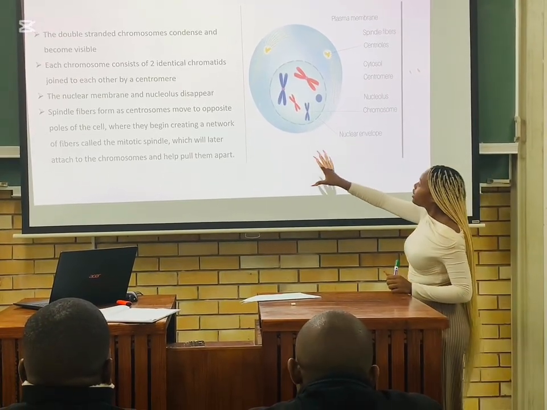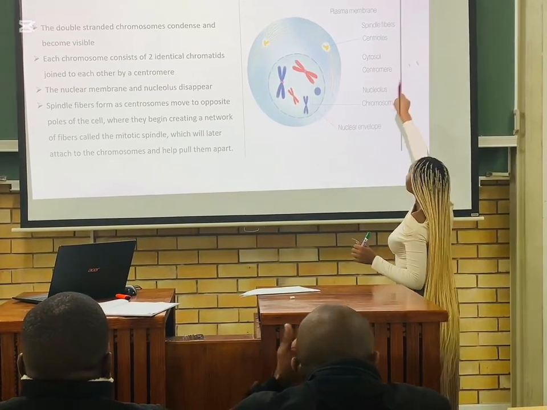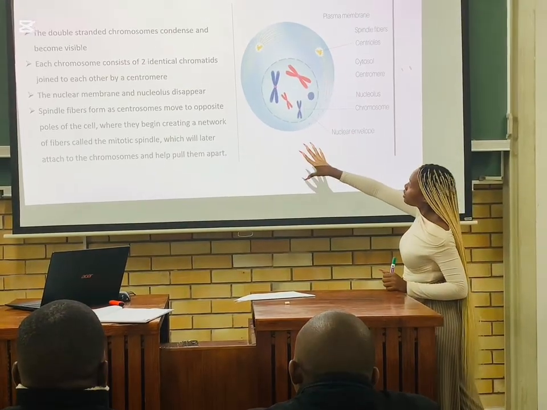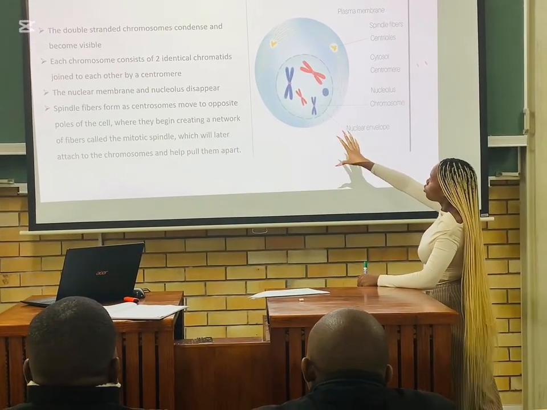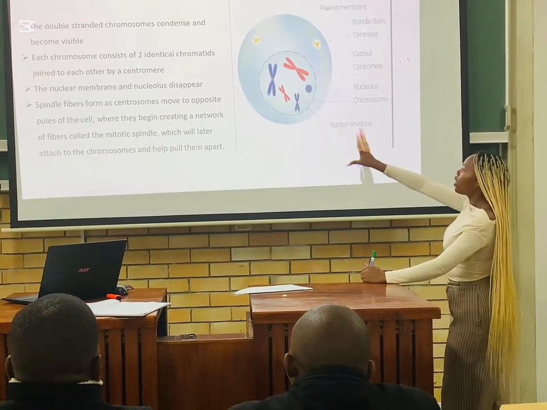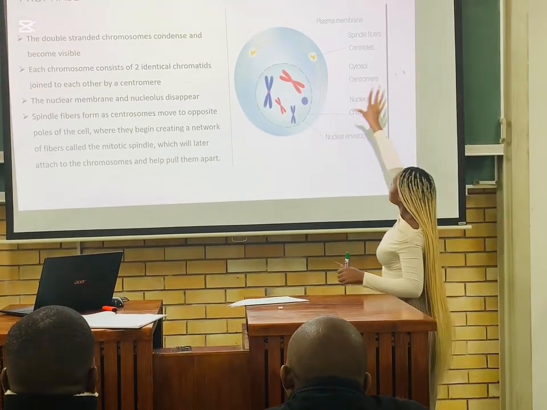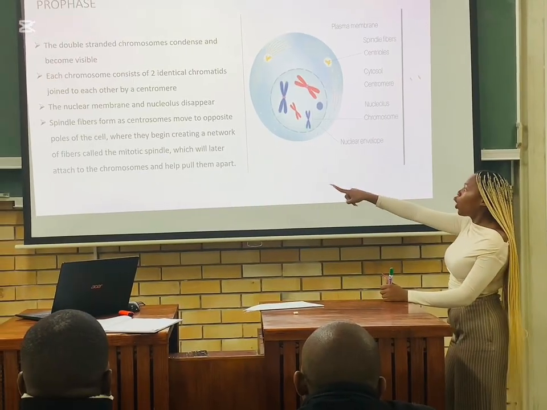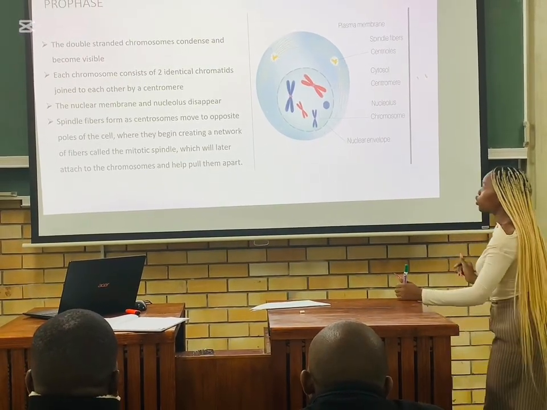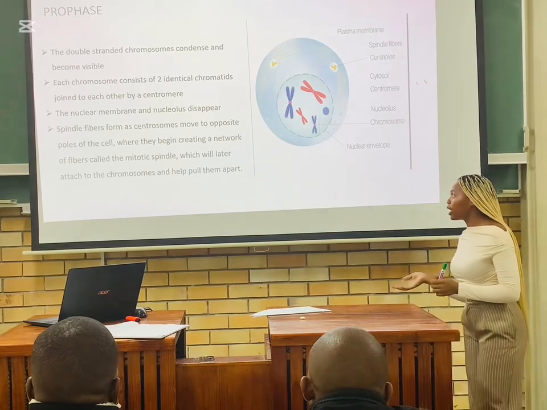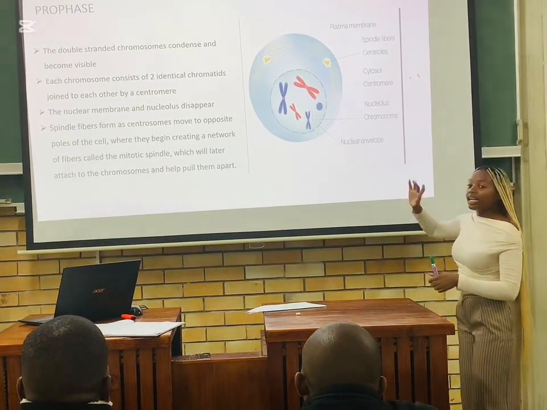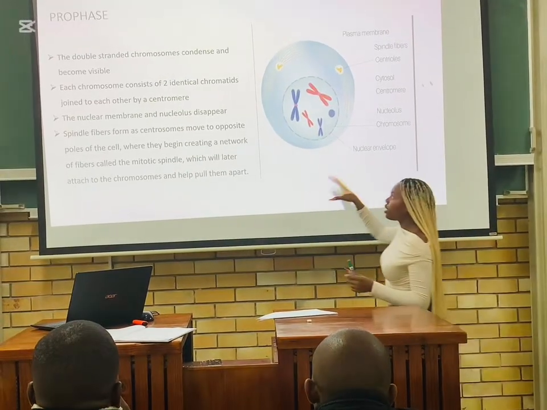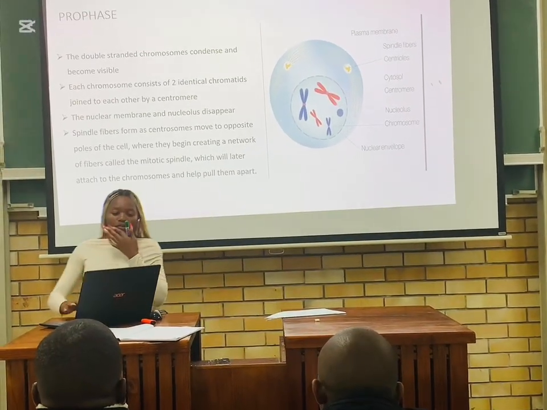Moving forward, the nuclear membrane, which is also known as the nuclear envelope, and the nucleolus disappear. And then we have spindle fibers that are formed by centrioles. Spindle fibers form as centrosomes move to opposite poles of the cell. Centrosomes is centrioles, guys, where they begin creating a network of fibers called the mitotic spindle, which will later attach to the chromosomes and help pull them apart at a later stage, which is called anaphase, but we will delve deeper once we figure out anaphase.